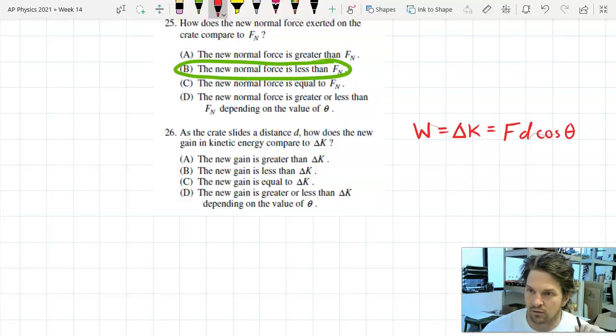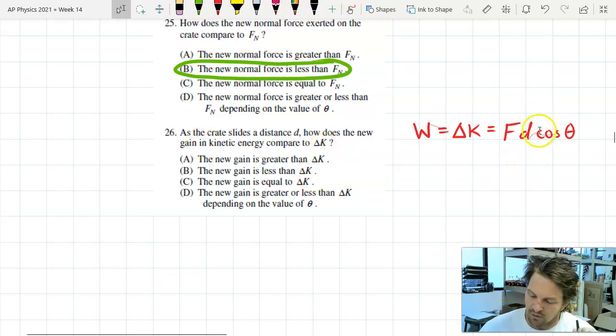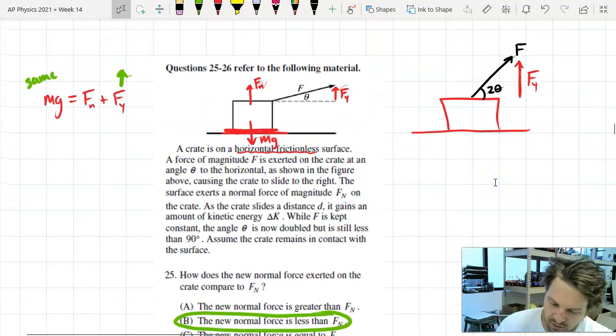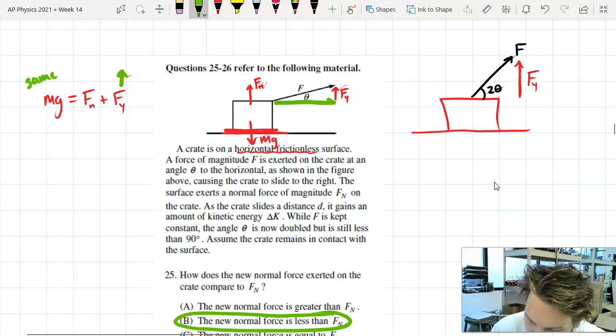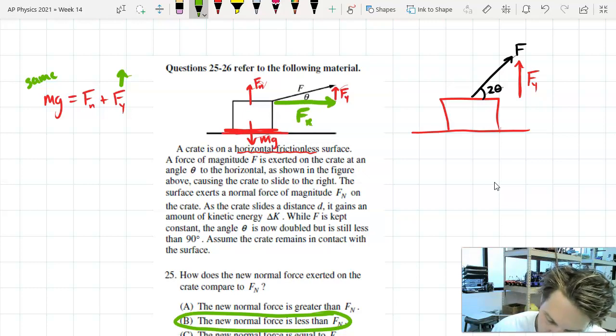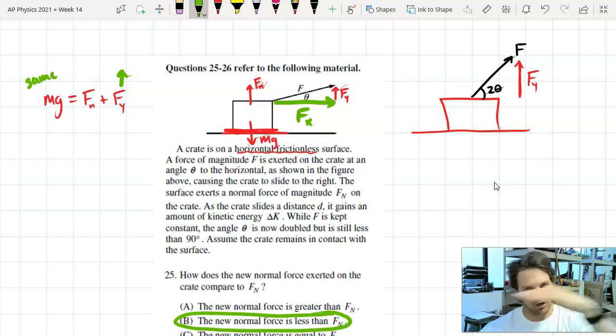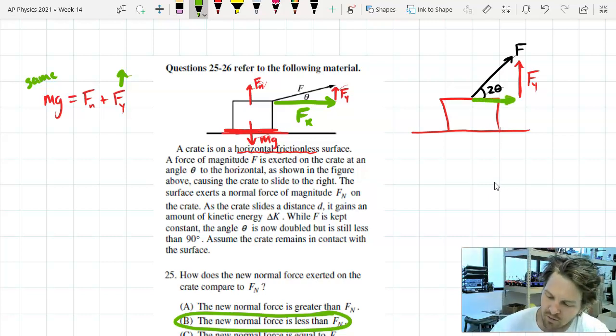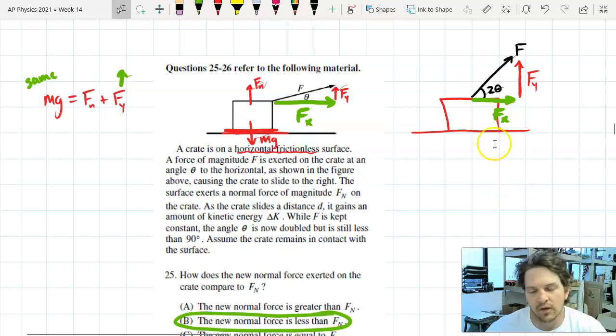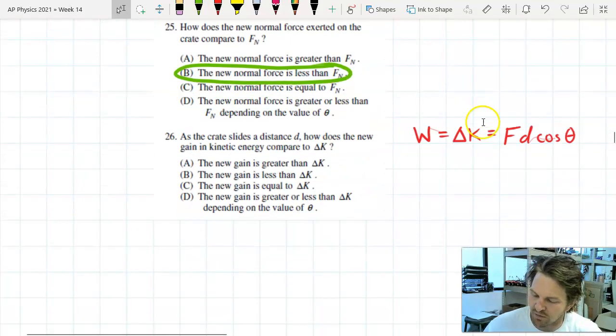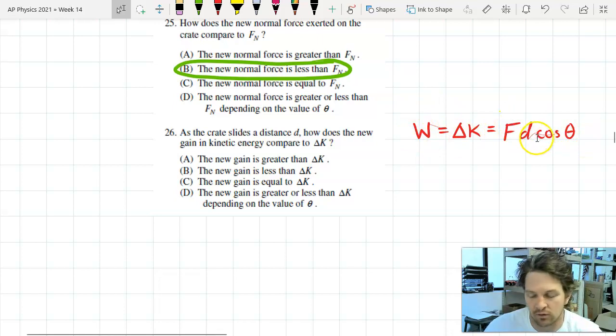Okay, so let me find this right here. What happened? Well, theta got bigger, which means cosine theta changes, right? Originally there was this big x component, so there was a lot of parallel force to this thing's motion. When the angle gets bigger, the amount of x force gets smaller, right? So right here, as the angle gets bigger, this overall work gets smaller.